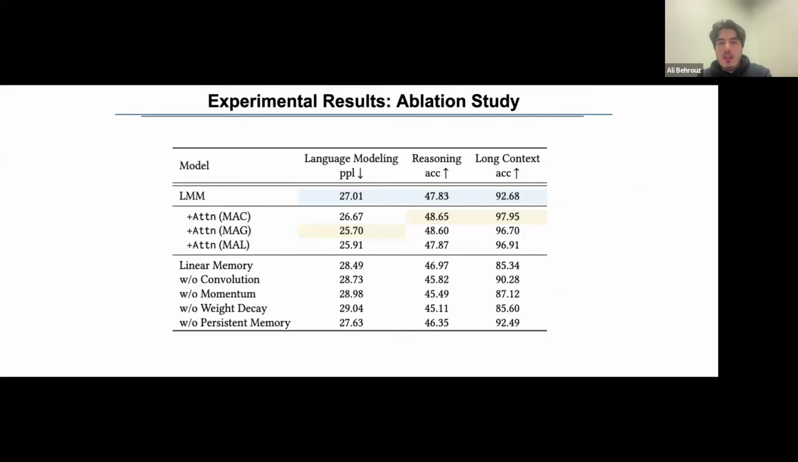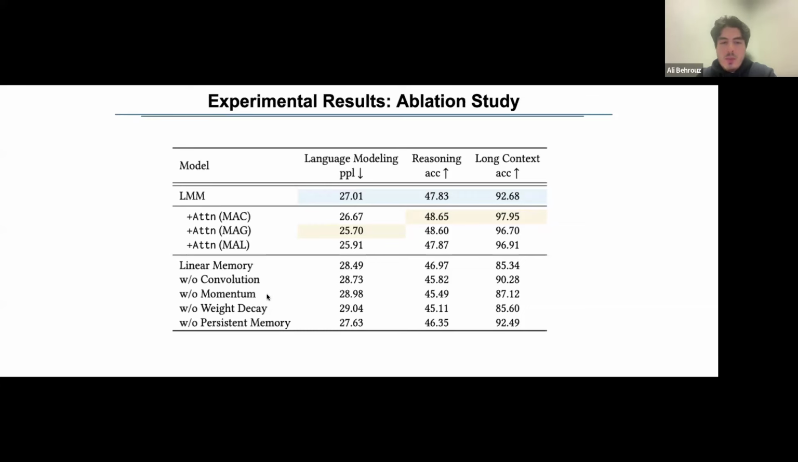Finally, we have this ablation study. And basically, one interesting pattern that we can see here is that there is no free lunch theorem, and there is no specific type of architecture that outperforms all others in all different kinds of tasks. So for example, in MAC architecture, we can see that we have better results in reasoning and long context. But for the language modeling, MAG is better than MAC architecture. So the interesting part is that both of them are performing better than the memory as a layer that I mentioned, which is a very common type of architecture to design hybrid approaches.